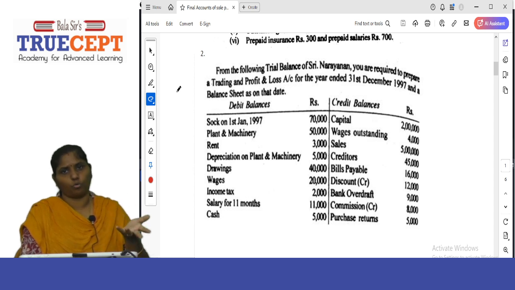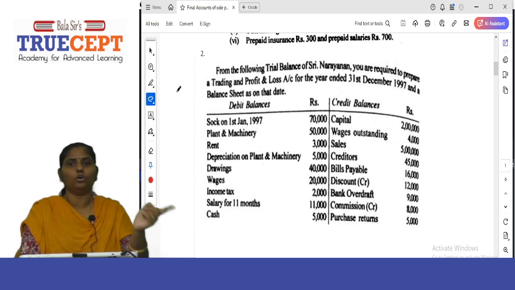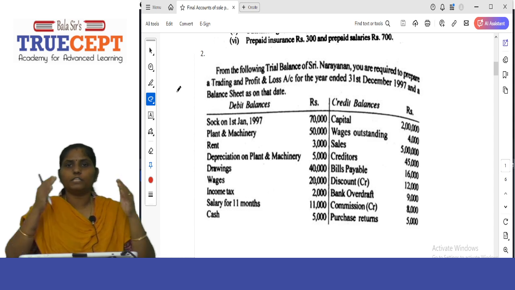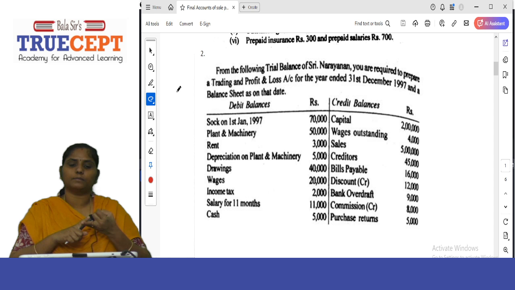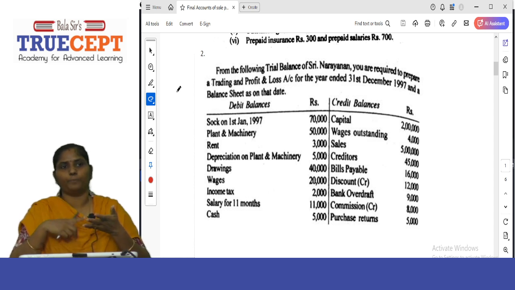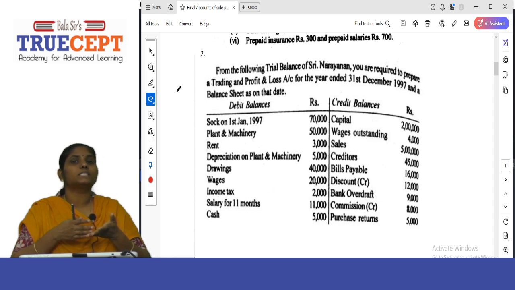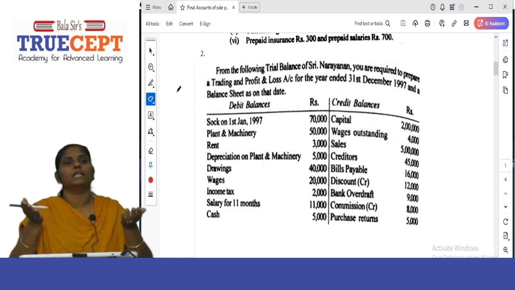After 11 months, no. We will always prepare from January to December in this given sum, which means 12 months. What about the 12th month salary? You are supposed to pay, but we will pay in the next month, right? So it will be treated as an outstanding salary for that 1 month, and I'm supposed to add it, even if it is not given in the adjustment.